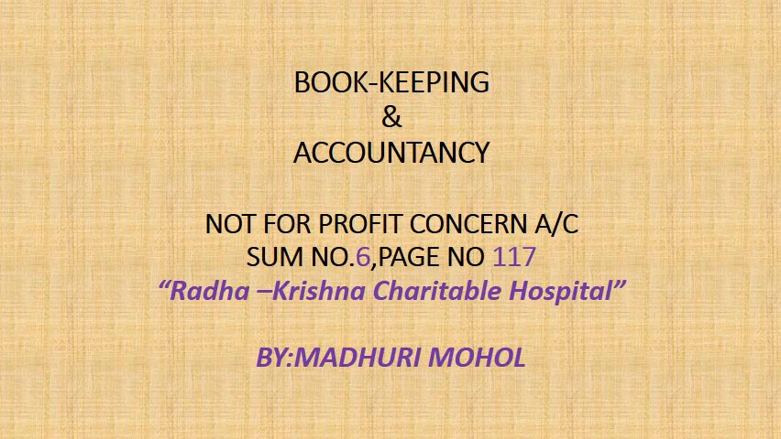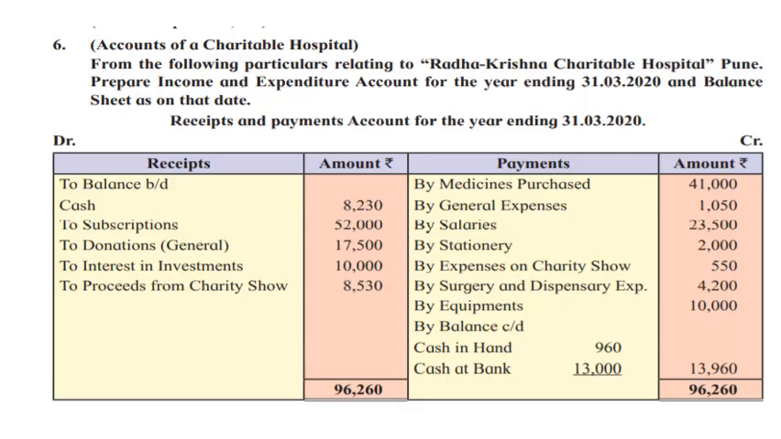Hello students, from Bookkeeping and Accountancy 12th standard, we are going to solve the second chapter, not-for-profit concern account, sum number 6, page number 117, Radha Krishna Charitable Trust Hospital. Account of a charitable hospital from the following particulars relating to Radha Krishna Charitable Hospital, Pune. Prepare income and expenditure account for the year ending 31st March 2020 and the balance sheet as on that date. So we have to prepare the income and expenditure account and the balance sheet.